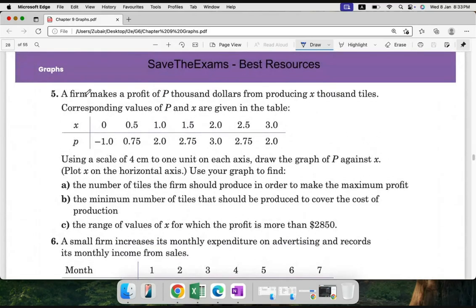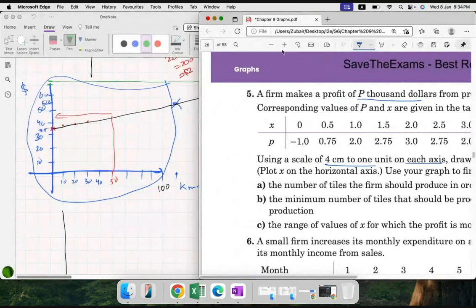Okay. A firm makes a profit of $1,000 from producing X thousand tiles. This much dollars from this much tiles. Corresponding values of P and X are given in the table. 0 tiles, minus 1000. Definitely that is the running cost. 0.5, that is 500 tiles, and this much, 1, and so on. Using a scale of 4 centimeter to 1 unit on each axis, draw the graph. Okay, let's do this.